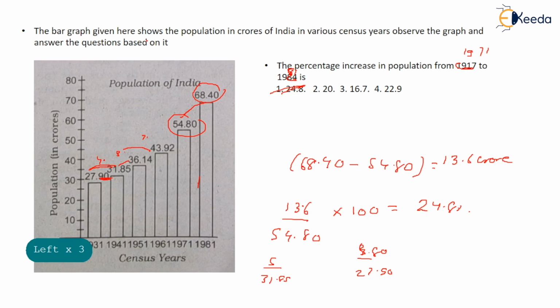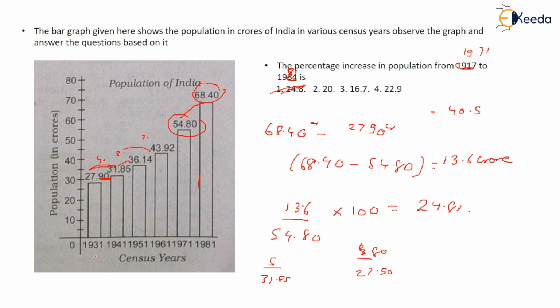Okay, so how much it has increased from this to this, you have to calculate. So 68.40 minus 27.90. Okay, this is crores, this is also crore, so you will come to know the difference between them. This comes out to be 68.40 minus 27.90. So 40.5 crore is the increase.